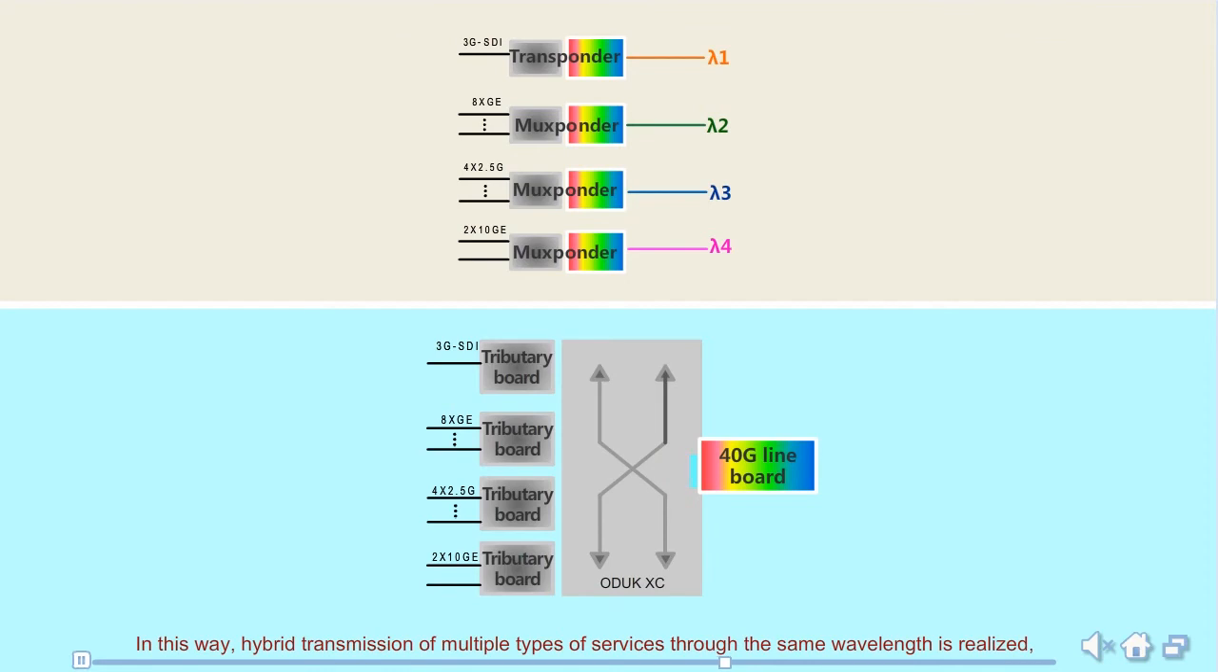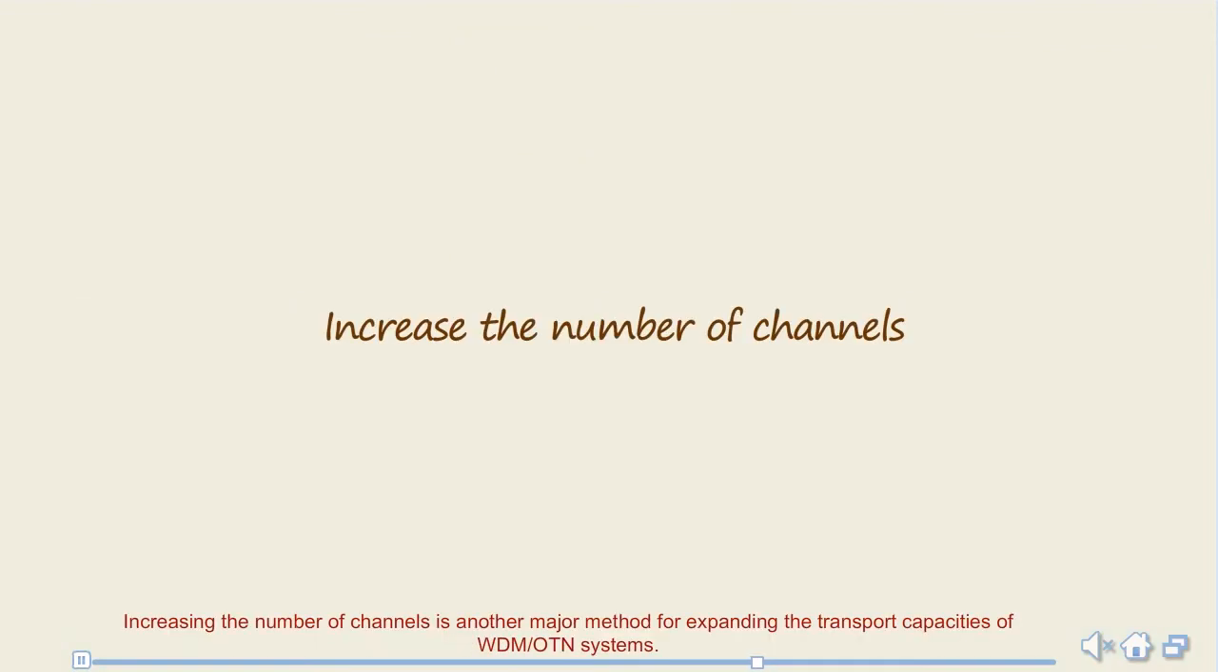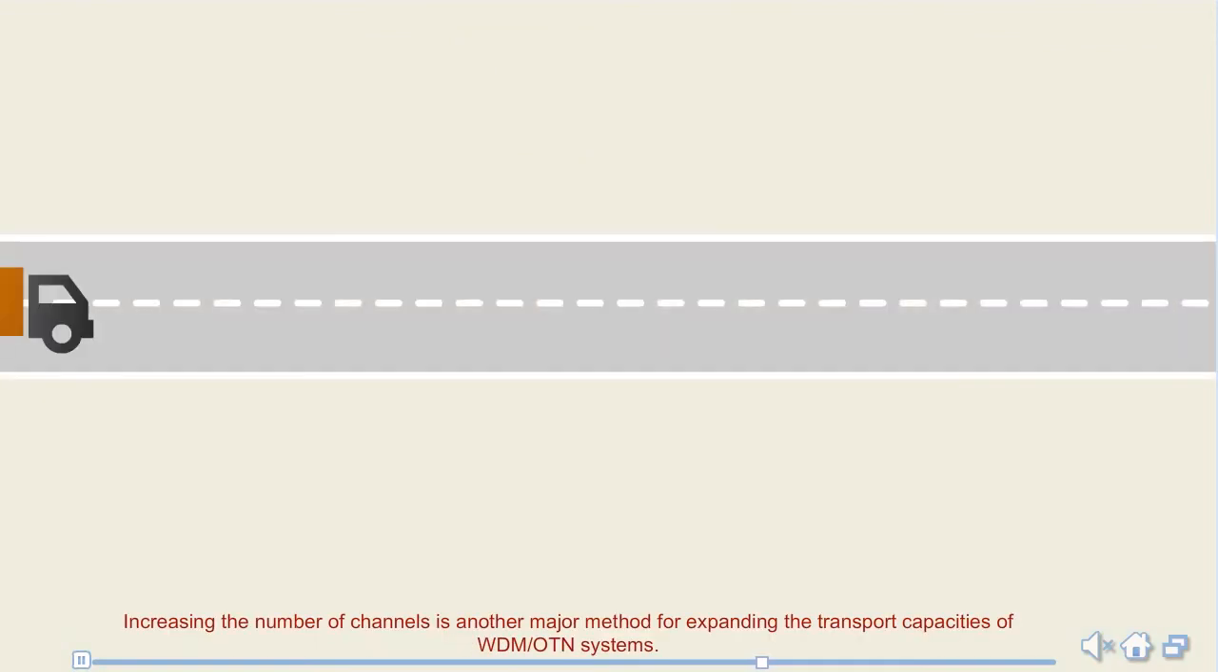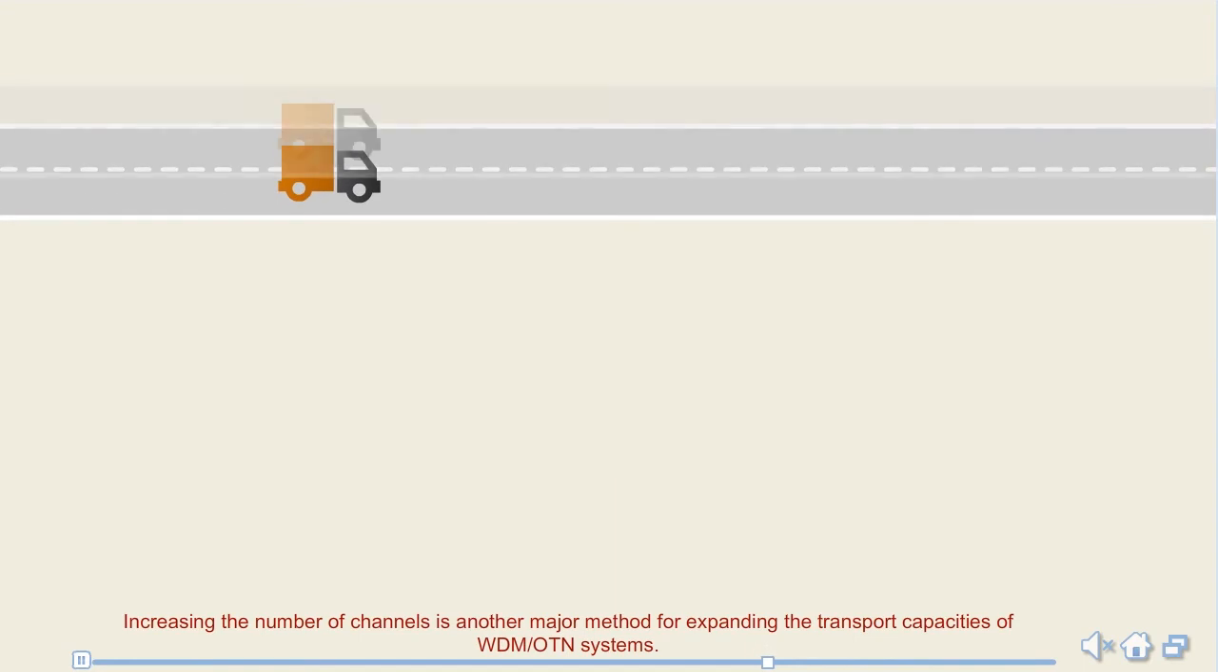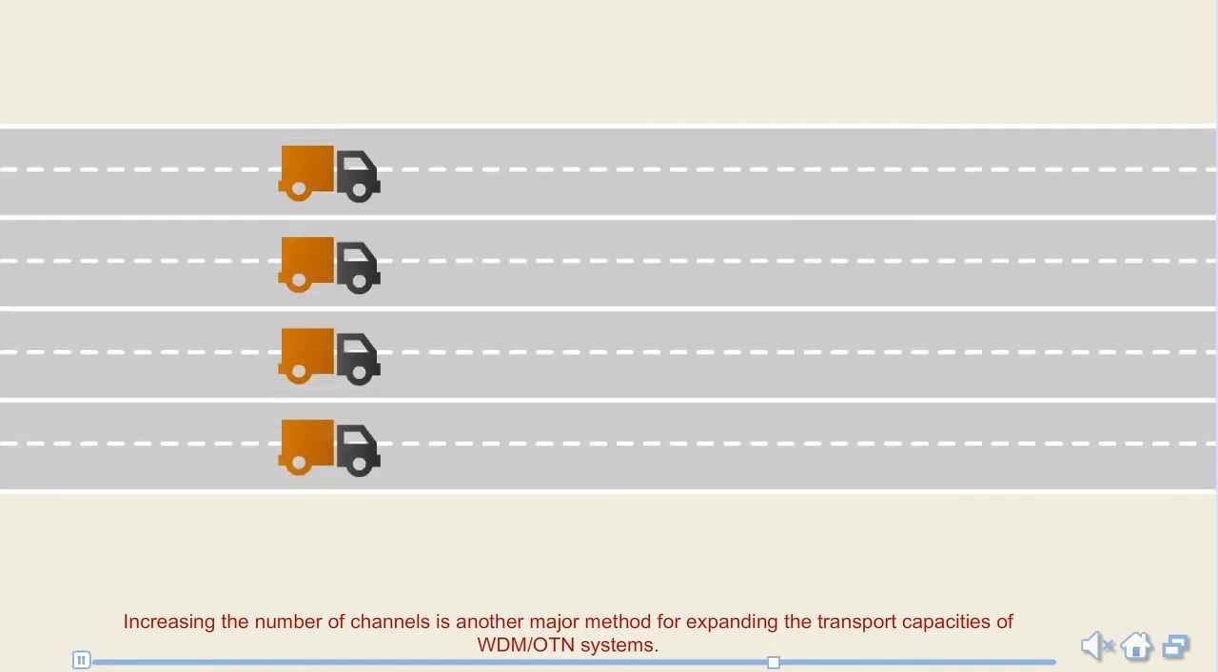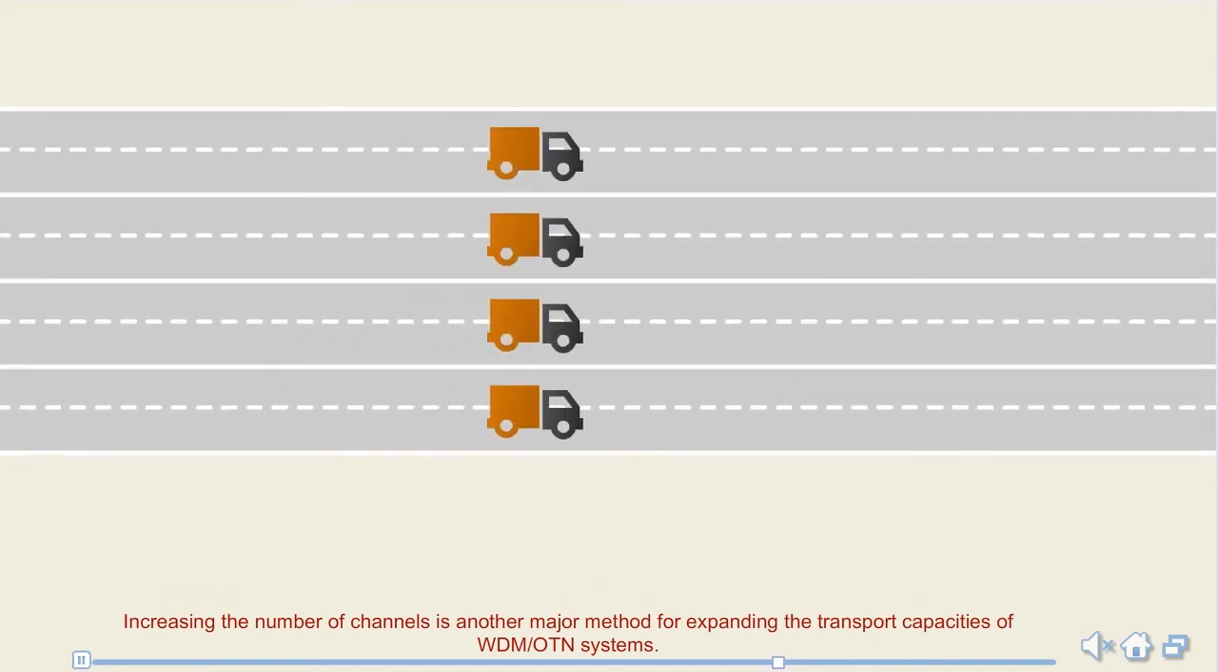In this way, hybrid transmission of multiple types of services through the same wavelength is realized, which is well aligned with requirements of large capacity multi-service networks. Increasing the number of channels is another major method for expanding the transport capacities of WDM and OTN systems.